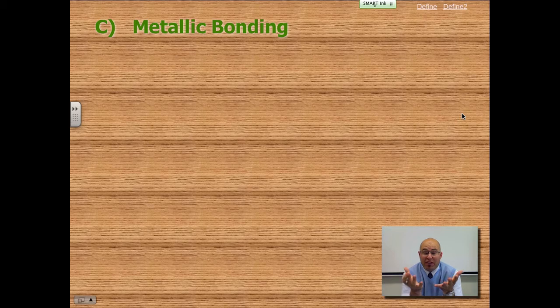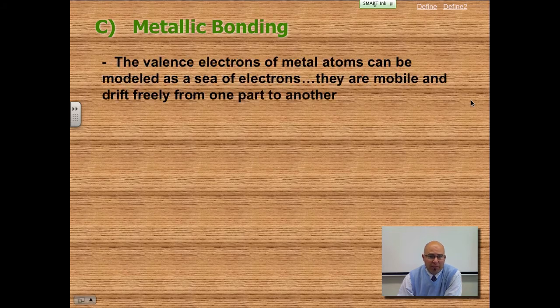The next type of bonding that we're going to talk about is metallic bonding, and you haven't even heard me mention it before. It's an interesting type of bonding. It happens obviously within metals. Basically what happens in metallic bonding is this: the valence electrons of metal atoms can be modeled as a sea of electrons. So they're kind of moving around the outside of the atom.